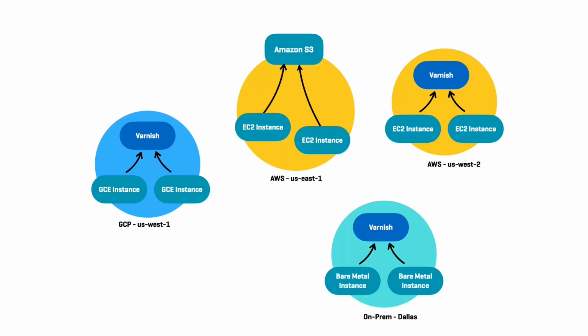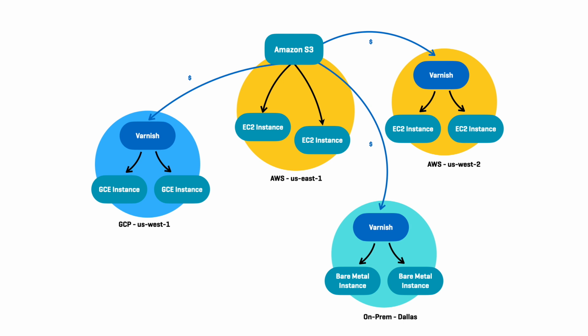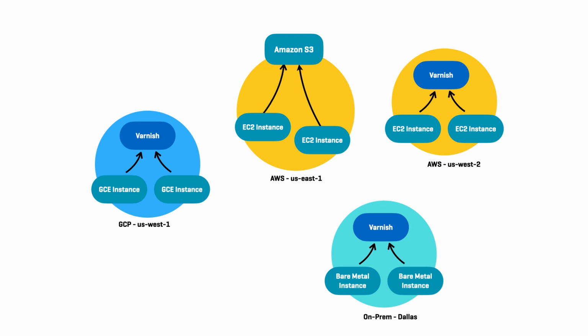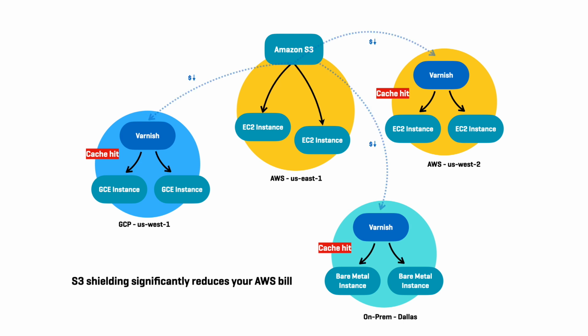So fetching uncached S3 objects and revalidating expired objects will still require data transfer to some extent. But retrieving cached versions of these objects will require zero interaction with the S3 bucket and will also significantly reduce your AWS bill. So now that you know how an S3 shield could reduce cost, it isn't a big stretch and it doesn't require a lot of imagination to understand how it will reduce latency and increase performance.